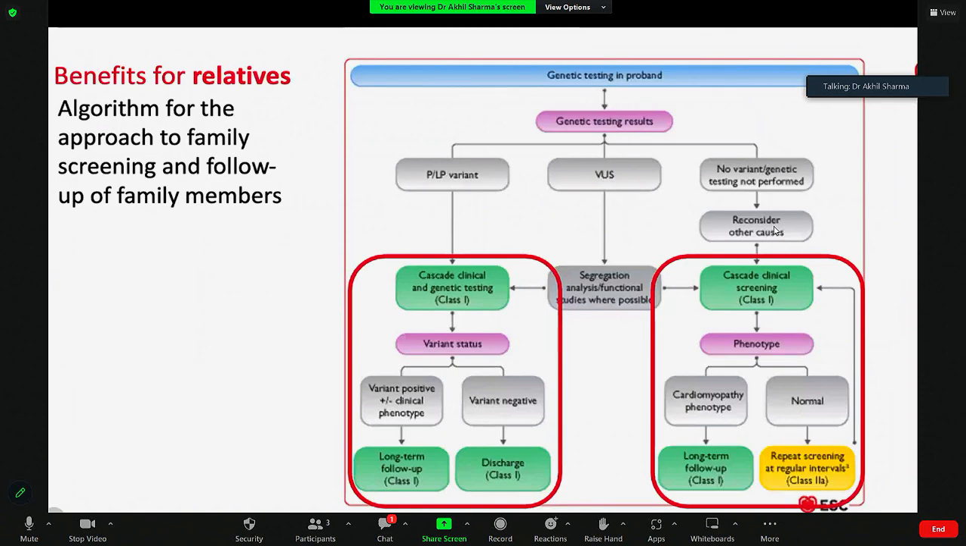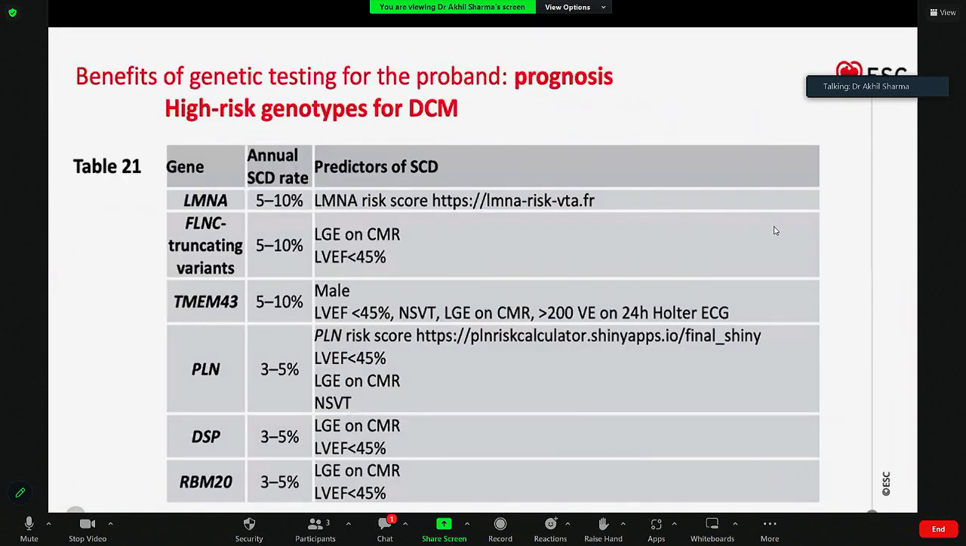This is the flow diagram chart. You can see how we can perform the genetic testing. It should be a class 1 indication for any patient who already has a variant present, and in a patient who does not have any variant present, where we are suspecting it according to cascade clinical screening, it is again a class 1 indication.